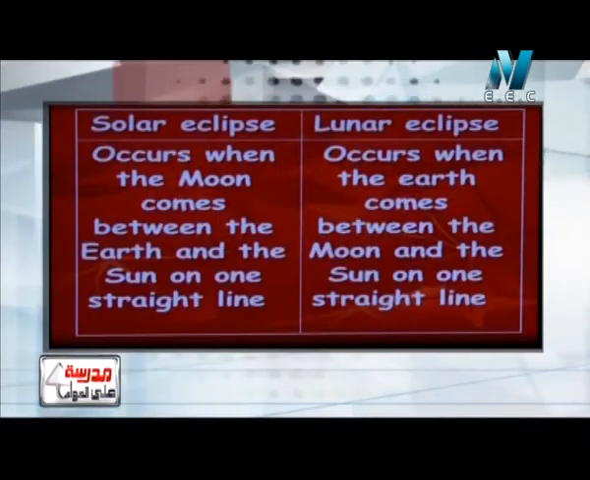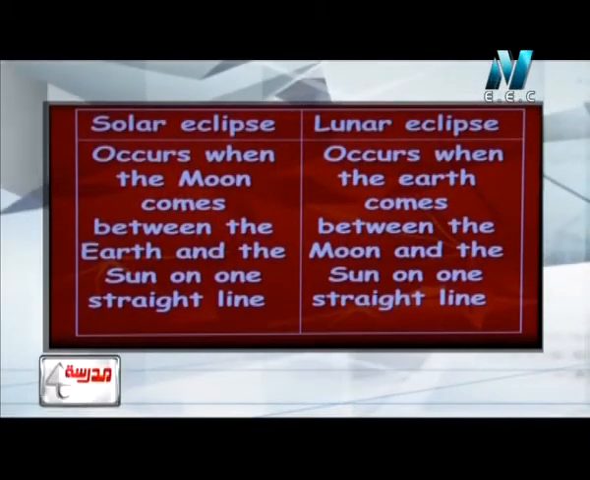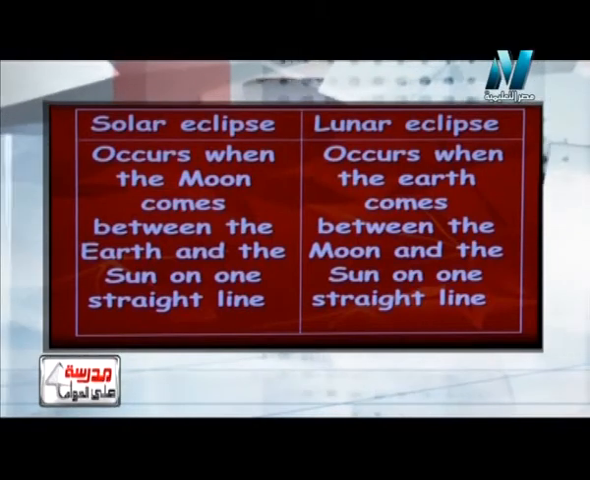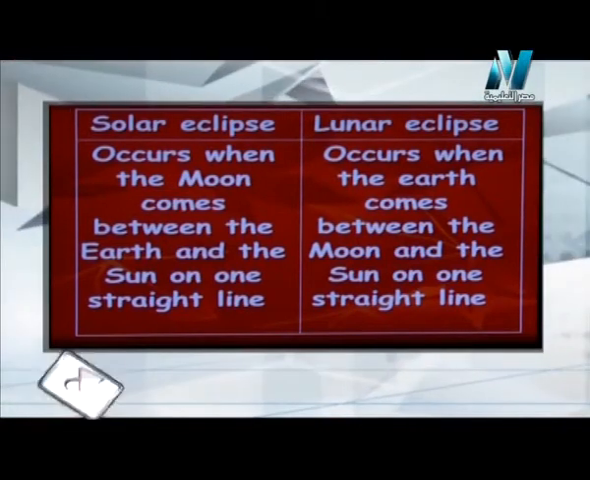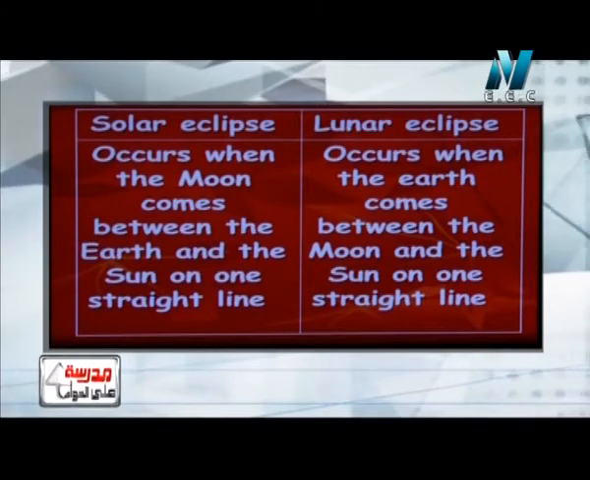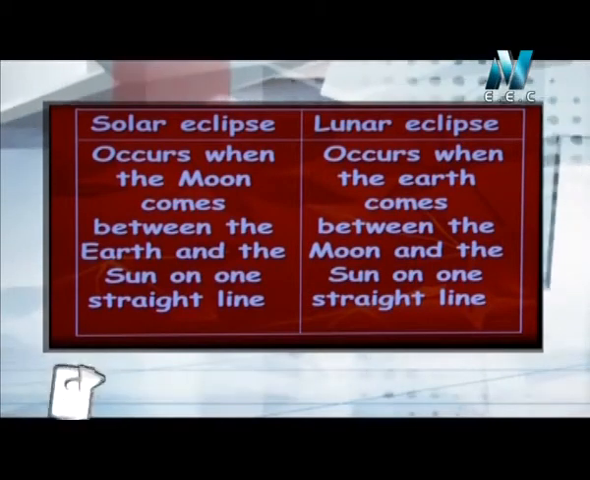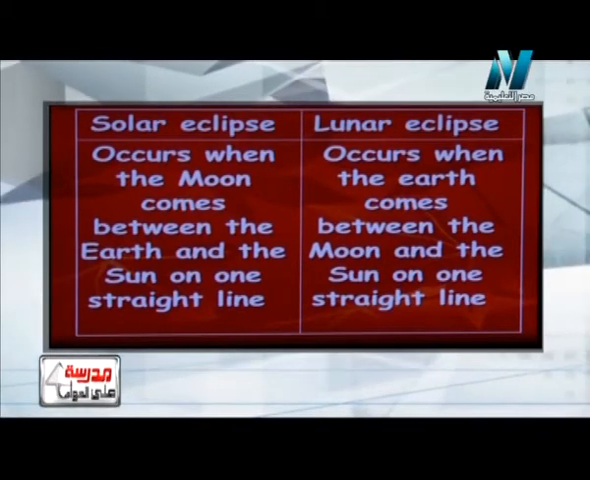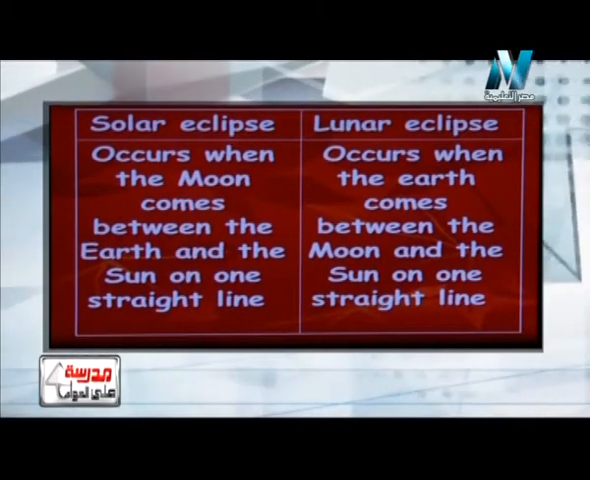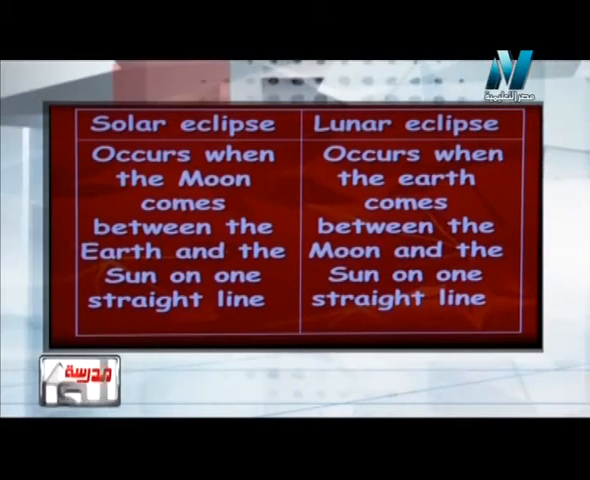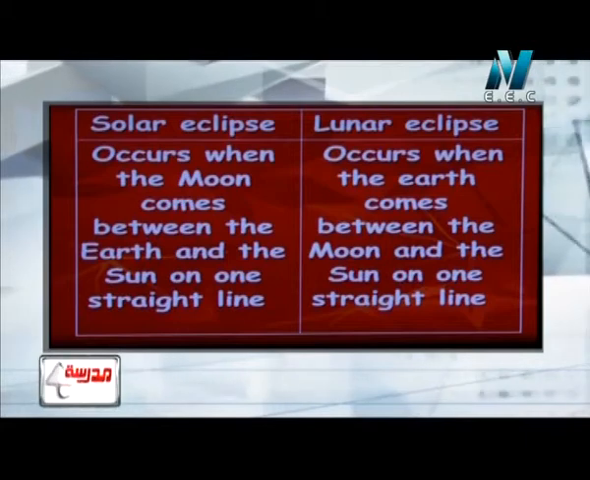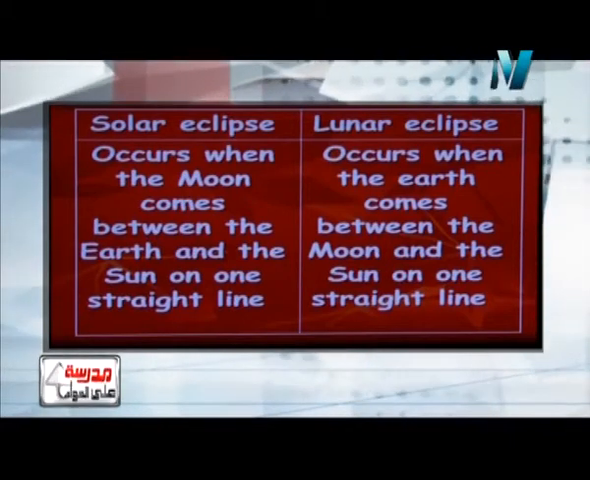So solar eclipse occurs when the moon comes between the earth and the sun on one straight line. Again, solar eclipse occurs when the moon comes between the earth and the sun on one straight line. So what about lunar eclipse? It occurs when the earth comes between the moon and the sun. So here is the middle body, the main difference between the two. The middle body in solar eclipse is the moon. The middle body in lunar eclipse is the earth.